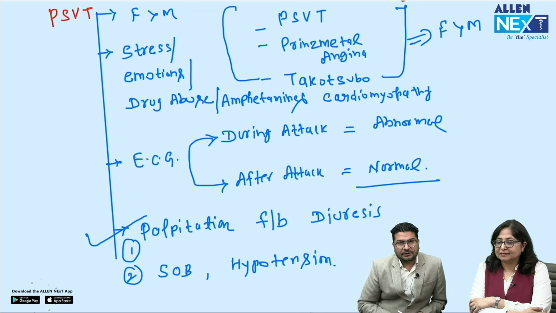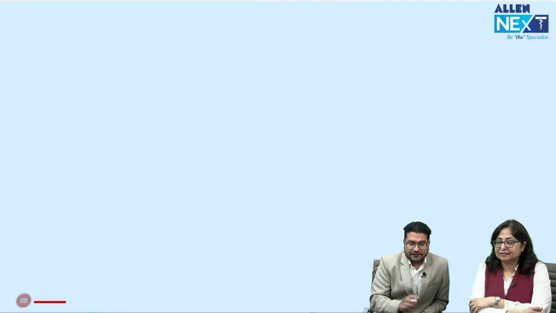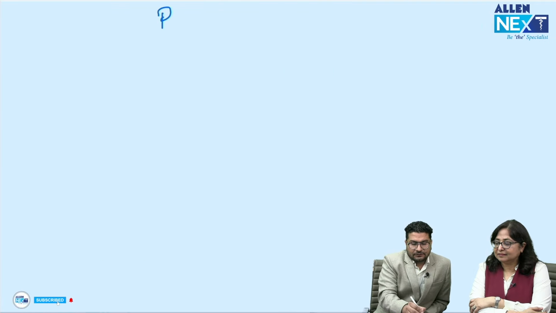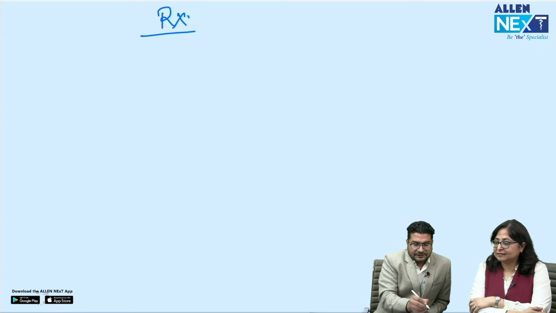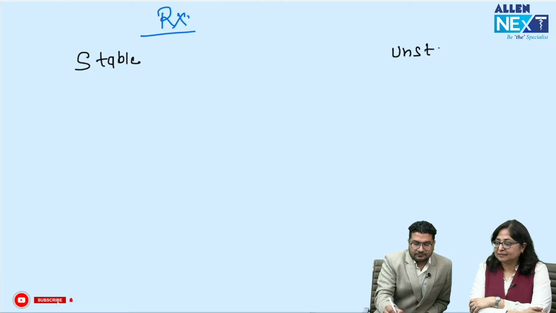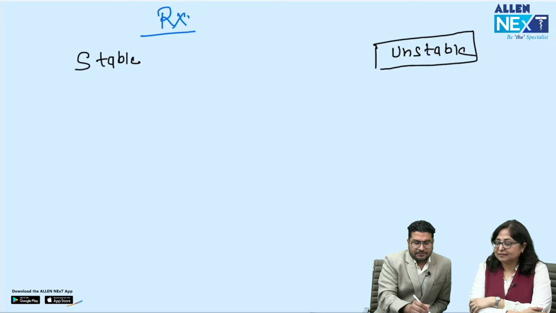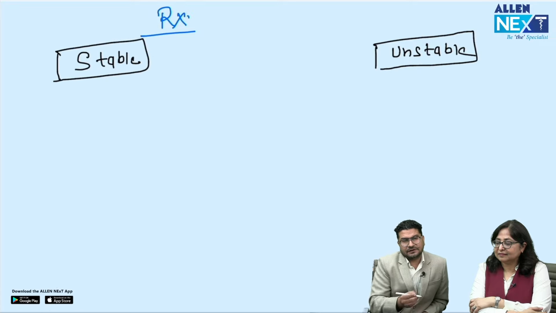So now you are performing ECG. In ECG you are seeing this. So what should you do to manage this PSVT? Diagnosis I already told you, that is ECG. Now treatment will depend on whether it's a stable patient or an unstable patient. In the question which I showed you, the patient's BP was normal. So it was a stable patient.